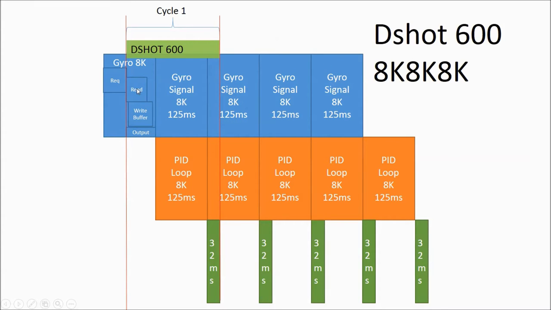Now it's not exactly as bad as 125 microseconds for the gyro. What happens is the PID loop over here is requesting an update, right? The copter is still moving at that point. So the gyro reads the request, and then starts to read the data and writes it to a buffer and then outputs to the PID loop. So there's less time in there than 125 microseconds for when the copter was moving to when the actual gyro data was read, is what I wanted to show in here.